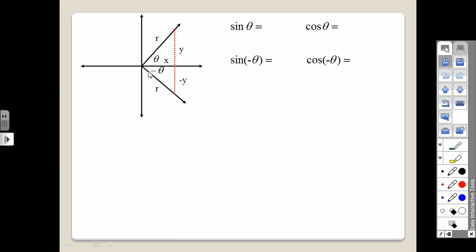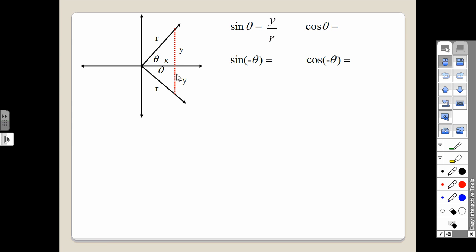But I've also put the ray down here in the fourth quadrant where if you were going in the clockwise direction, this would be considered negative theta, where we still have x and r, but now we have a negative y because we're going down into the fourth quadrant. So if we look at the first triangle right here and we evaluate what the sine of theta is, the sine of theta is going to be y over r.